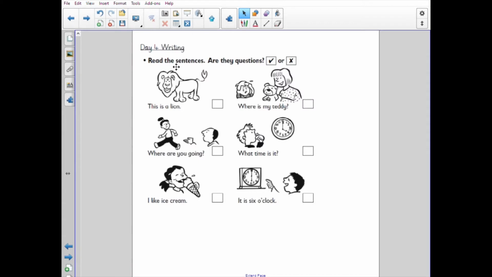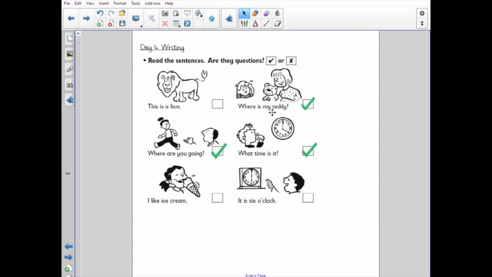Now that you've seen that, I'd like for you to read the sentences here. Are they questions? Put a tick or a cross. This is a lion. Where is my teddy? Where are you going? What time is it? I like ice cream. It is 6 o'clock. So take a look at those. If they are questions, give them a tick. If they're not questions, just leave them or put a cross in there. Pause the video and I'll show you the answers in a second.